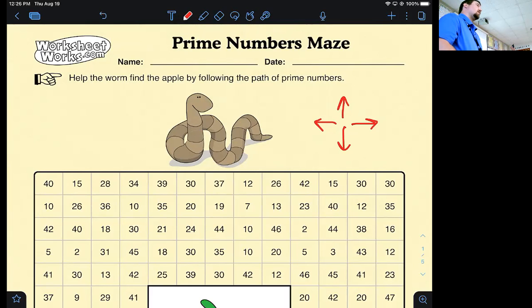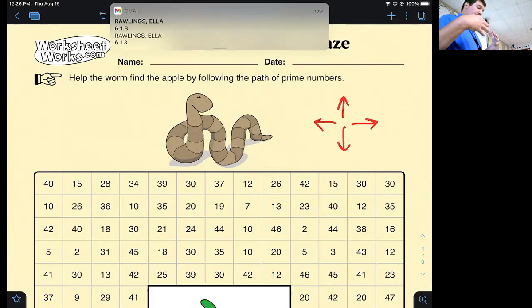For example, 5 is prime. The only way I can get 5 is 5 times 1. Can't break it down. 10 is composite because I could do 1 times 10 or I could do 2 times 5. So I have multiple ways, so 10's not prime.